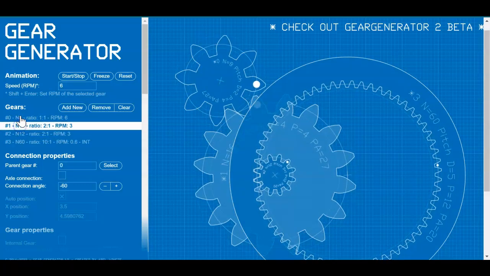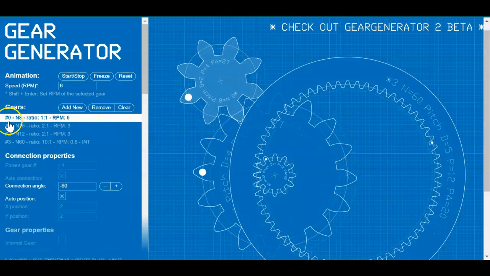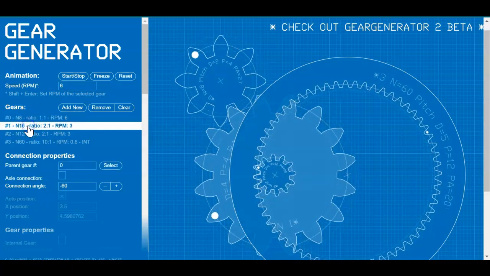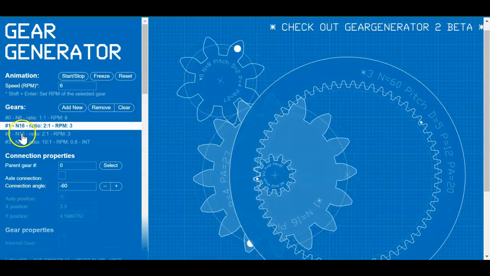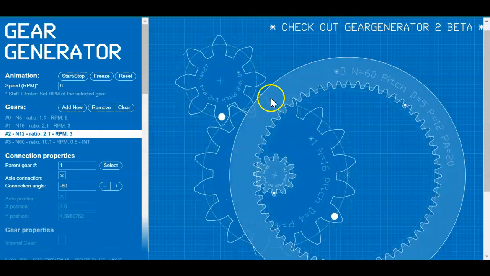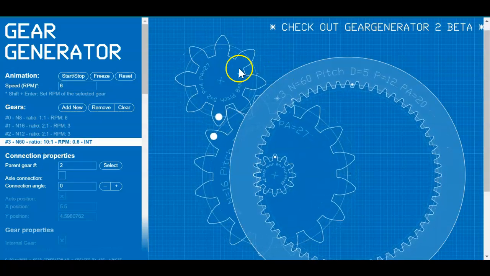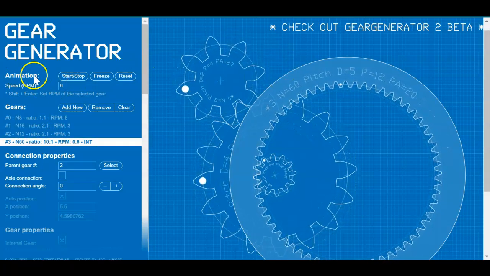We see them highlight, and we're going to take a look at why we would need to do that. But gear number 0 is the parent to gear number 1, and gear number 1 is the parent to gear number 2, and so forth. Gear number 2 is driving gear number 3, so that's the parent of gear number 3. We see that these are rotating right up here with animation.